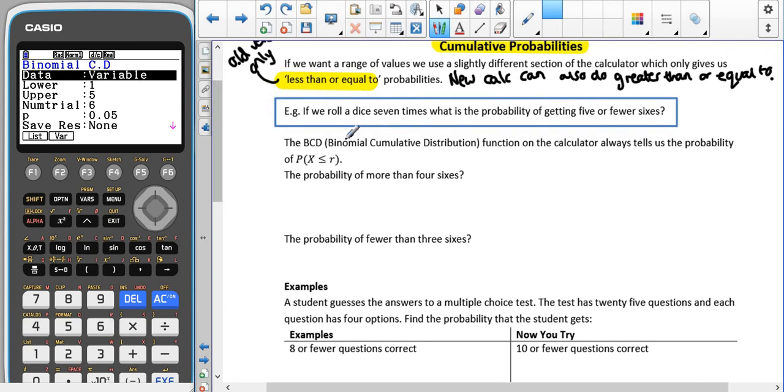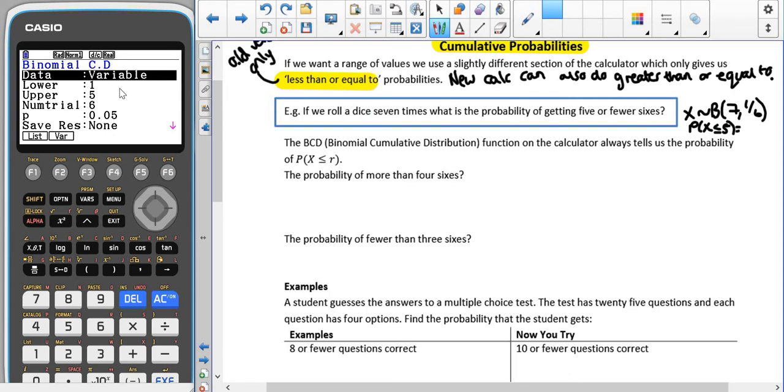So like I said, we're in the BCD part of our calculator. So here we're looking for rolling a dice 7 times and the probability of getting 5 or fewer 6s. So bearing in mind that we're using X squiggle B, we're rolling the dice 7 times, so our number of trials is 7. We're looking at getting 6s, which is 1 out of 6 for our probability. And we're looking at getting 5 or fewer. So that's looking at the probability that X is less than or equal to 5.